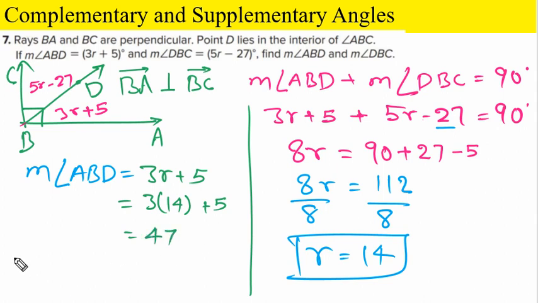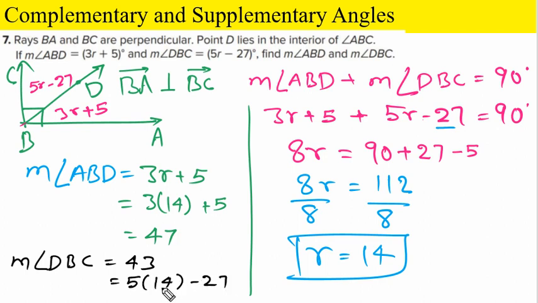Now next is angle DBC. You can do one thing, like 90 minus 47 will give you 43 directly, or else if you want to solve it, then you can do 5 times 14 minus 27, because this is 5r minus 27, right?